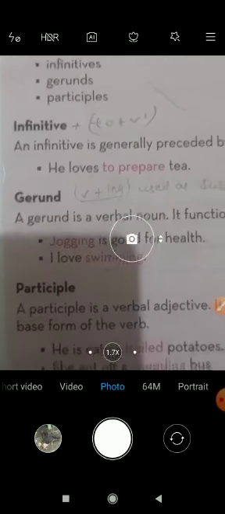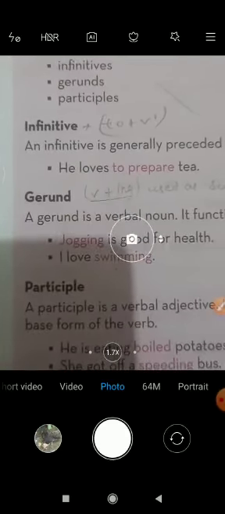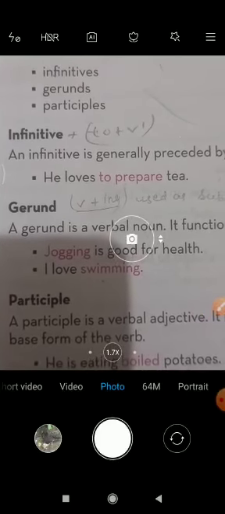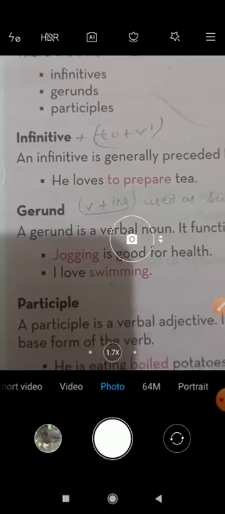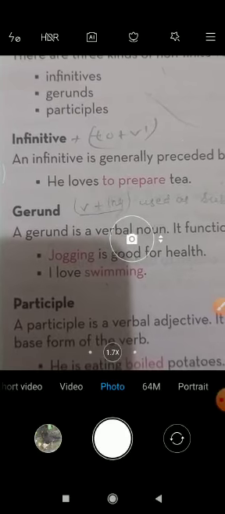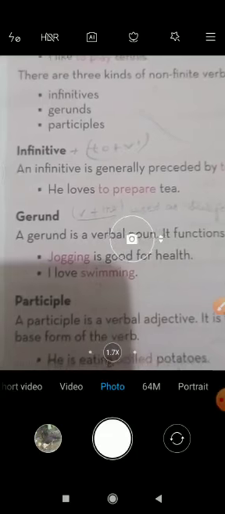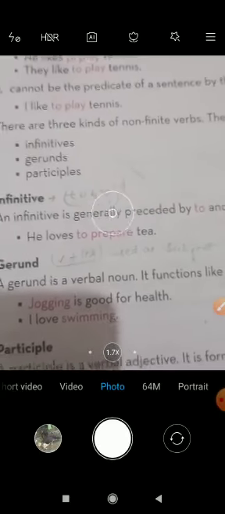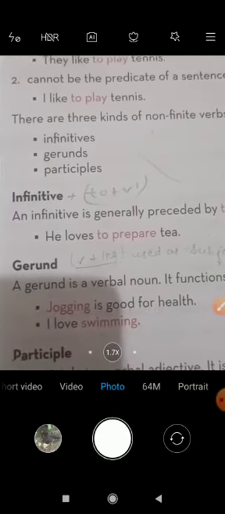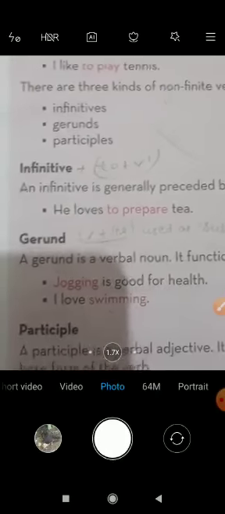Yes, infinitive, gerund and participle. Infinitive is to plus verb. Gerund is what? Gerund is a verbal noun. It functions like a noun. We add ing to the verb and make it a noun.